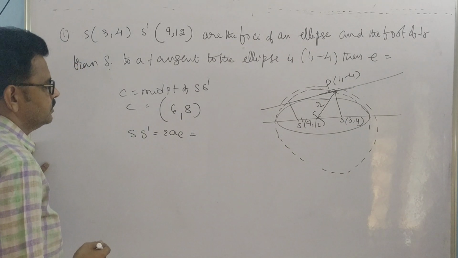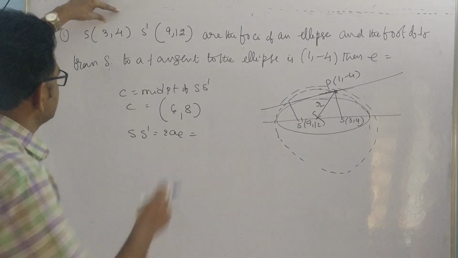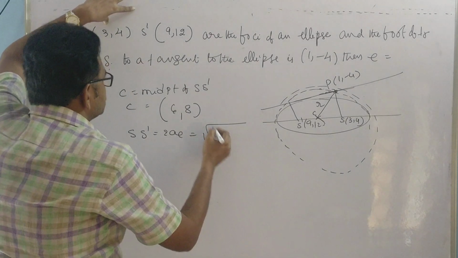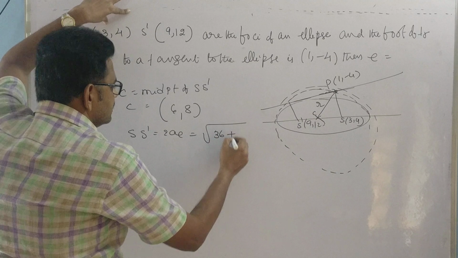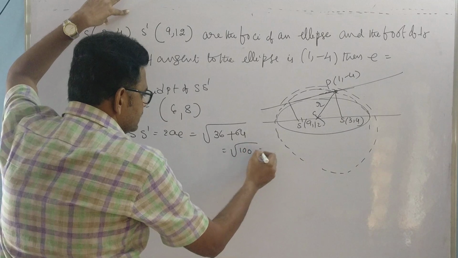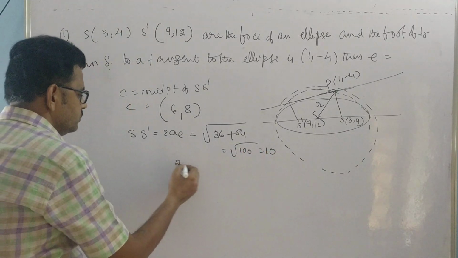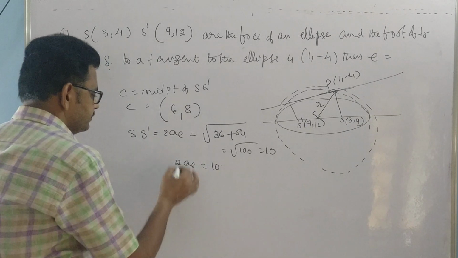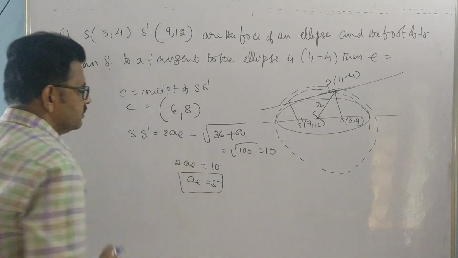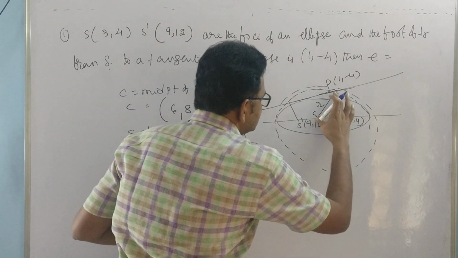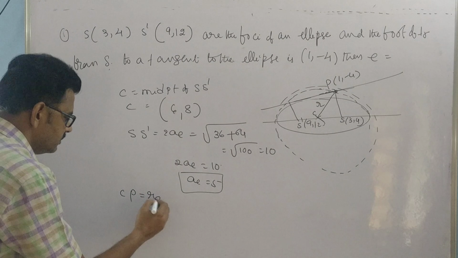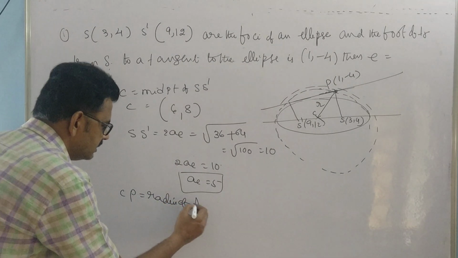What is the distance SS dash? This is the root of x2 minus x1, that is 36, plus y2 minus y1, that is 64. That equals root of 100, which is equal to 10. Therefore 2AE is equal to 10, which implies AE is equal to 5. And CP is equal to the radius of the auxiliary circle.